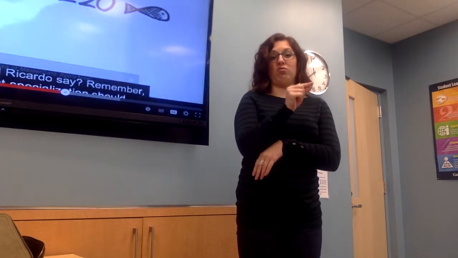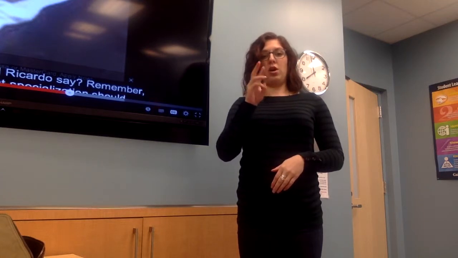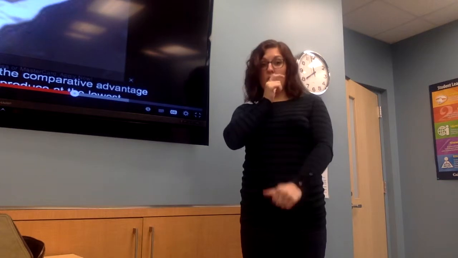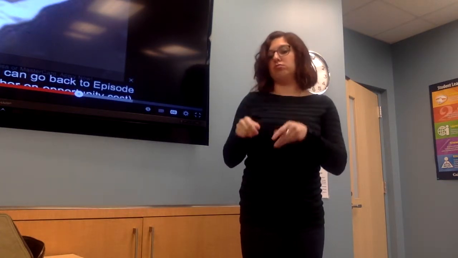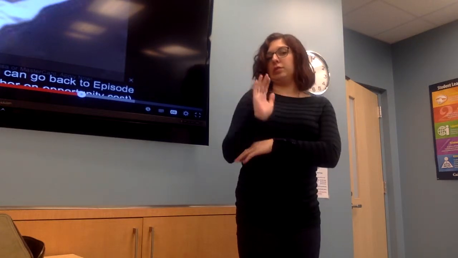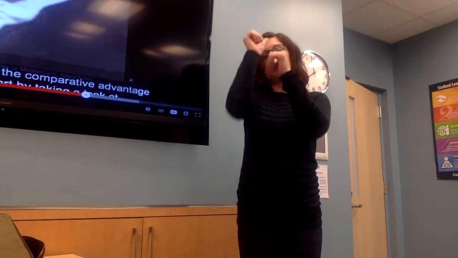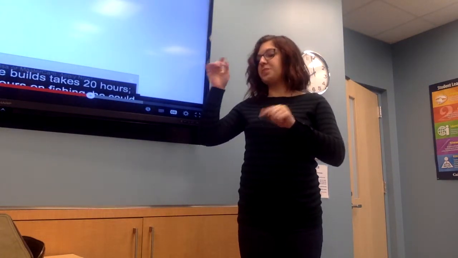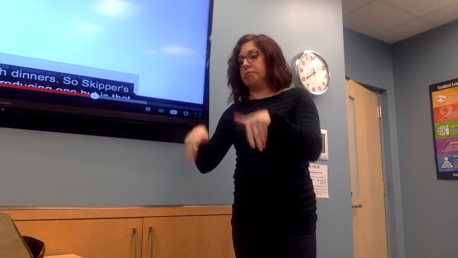Now, what would David Ricardo say? Remember, Ricardo thought that specialization should be dictated by who has the comparative advantage, that is, who can produce at the lowest opportunity cost. You can go back to episode 8 if you need a refresher on opportunity cost. How do we know where the comparative advantage lies? Well, let's start by taking a look at Skipper. Every hut he builds takes 20 hours. Had he used the 20 hours on fishing, he could have produced 2 fish dinners.